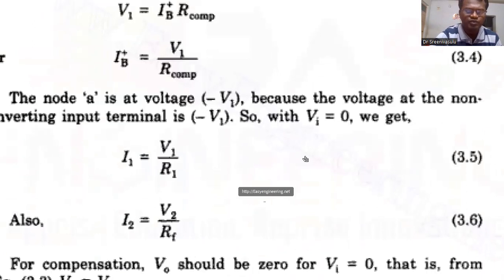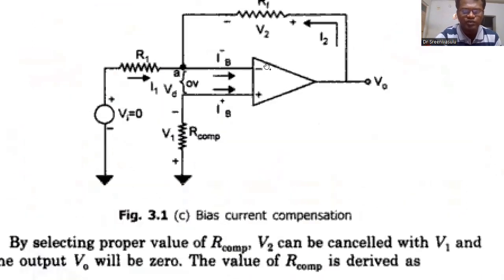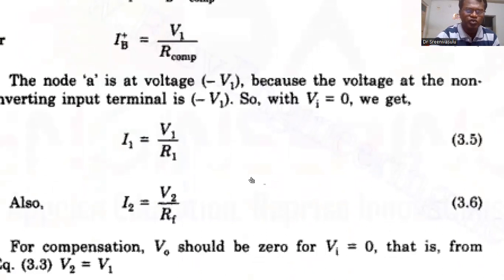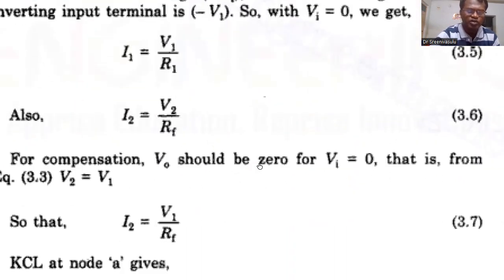I1 is equal to V1 by R1, and I2 is equal to V2 by RF. Now, for compensation, V0 should be 0. Our aim is to compensate the offset voltage we are getting, so we need to make the output voltage 0. V0 should be 0 for VI equal to 0. So from that equation, I2 is equal to V1 by RF.